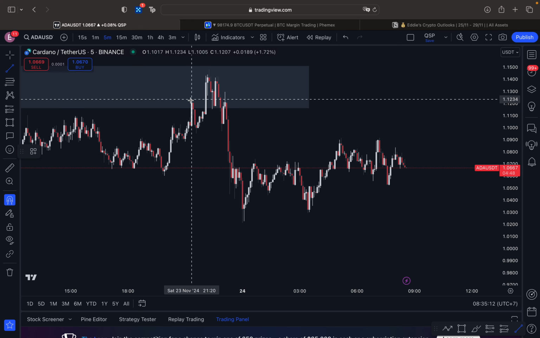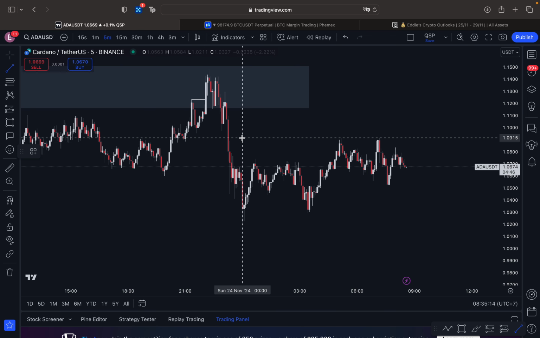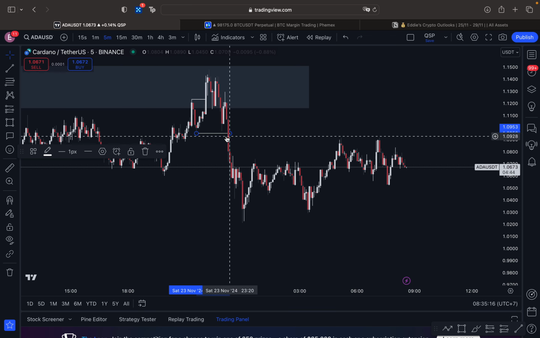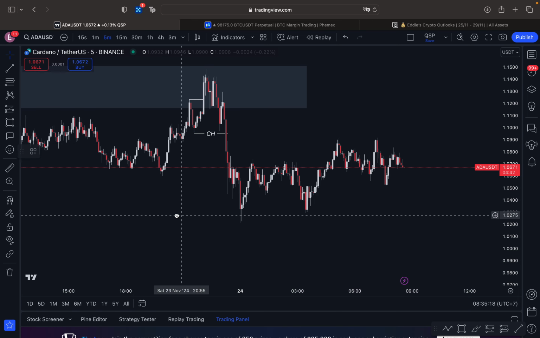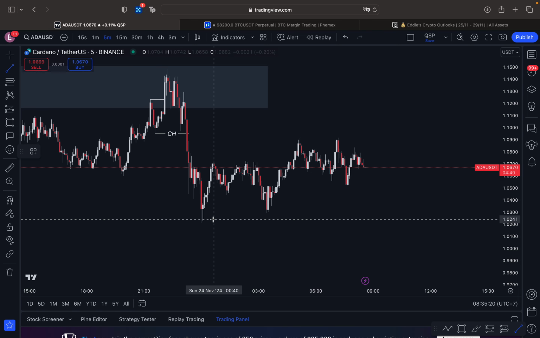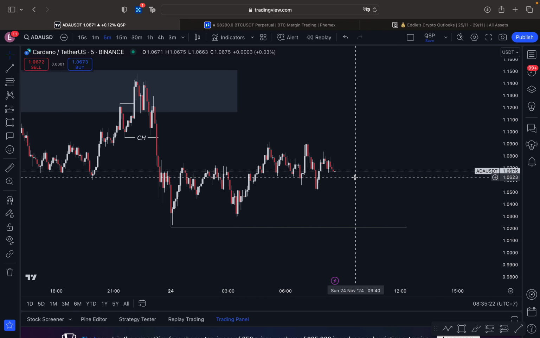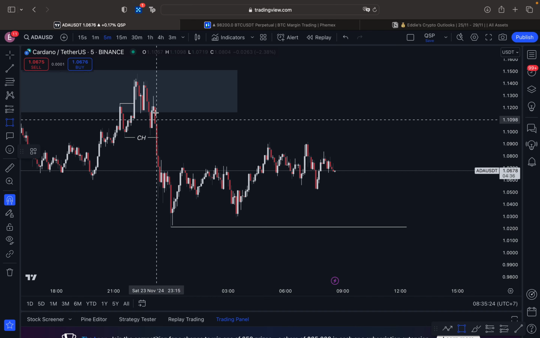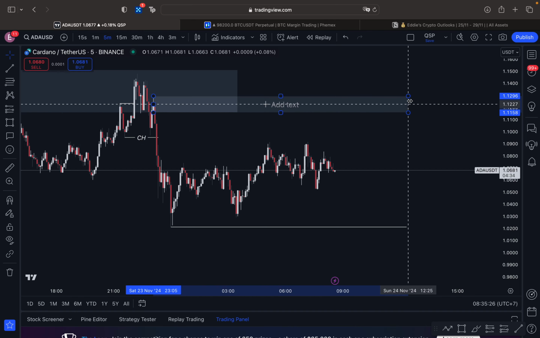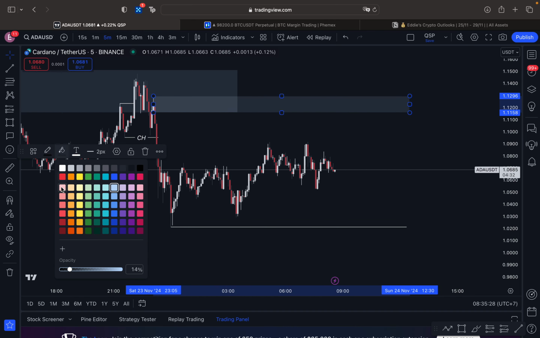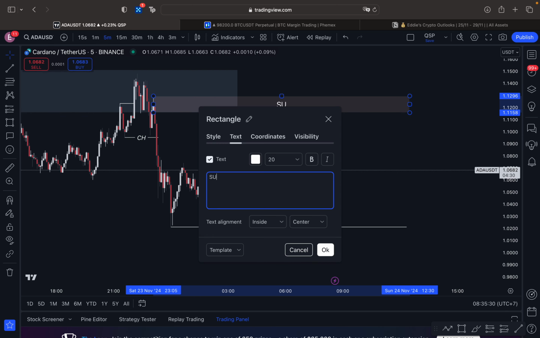I'm just gonna confirm this area here. So what we have was a change of character from this order flow shift. I'll mark that chalk. And then I wanna see this area get taken out. So when price comes back into my supply zone here, I don't wanna take the trade yet. I wanna mark this as supply for you guys to understand. Supply.